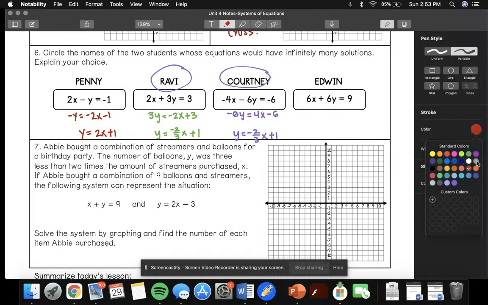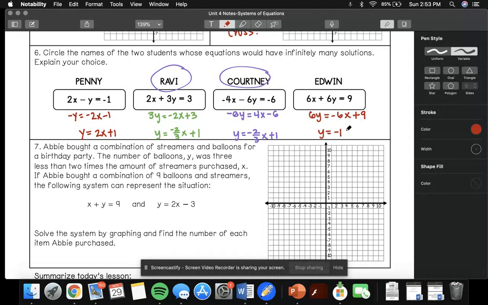Just to check, you could do Edwin as well. You would move the 6x over with a negative. And then you would divide by 6. You would get negative 1x plus 3/2. So that would not be a matching equation.